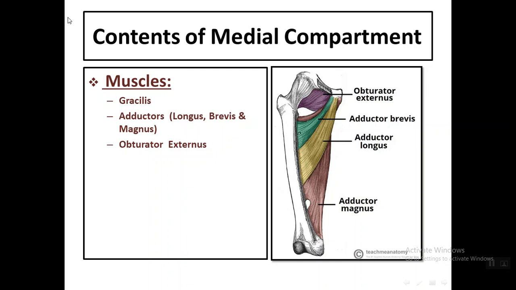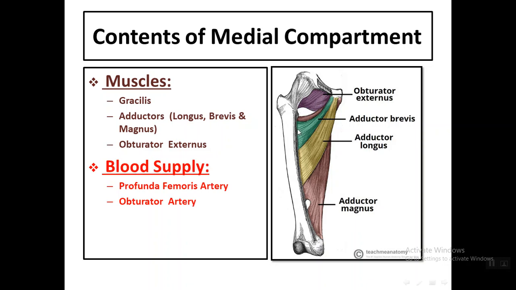What are the muscles of the medial compartment of the thigh? These muscles are gracilis, the adductor muscles, which are adductor longus, brevis and magnus, and the obturator externus muscle. The blood supply to this compartment is from the profunda femoris artery, which is a branch from the femoral artery, and the obturator artery. The nerve supply to this compartment, or the adductor compartment, is through the obturator nerve.